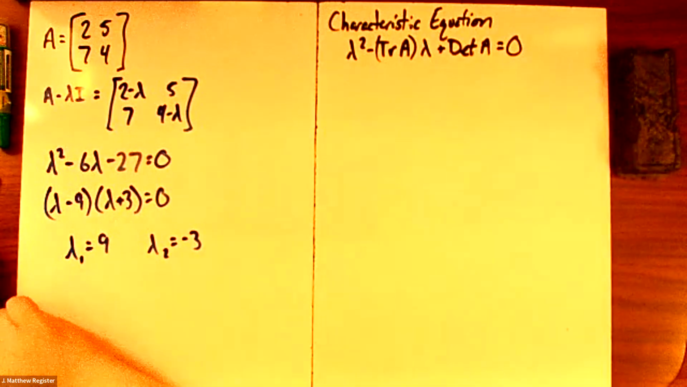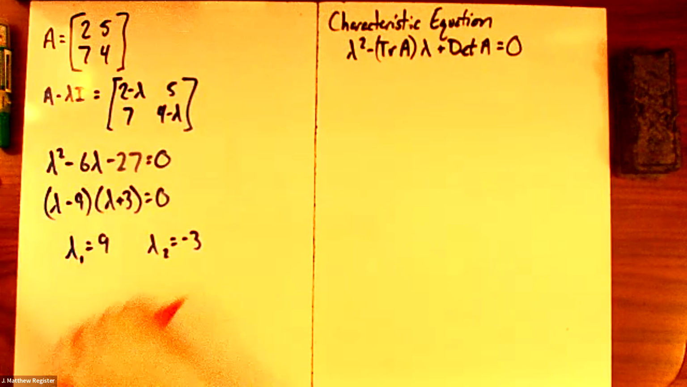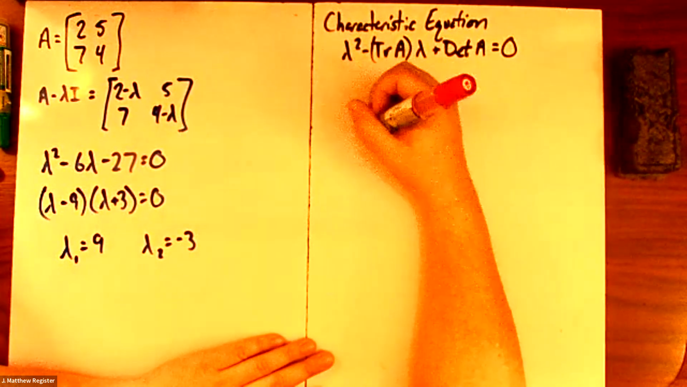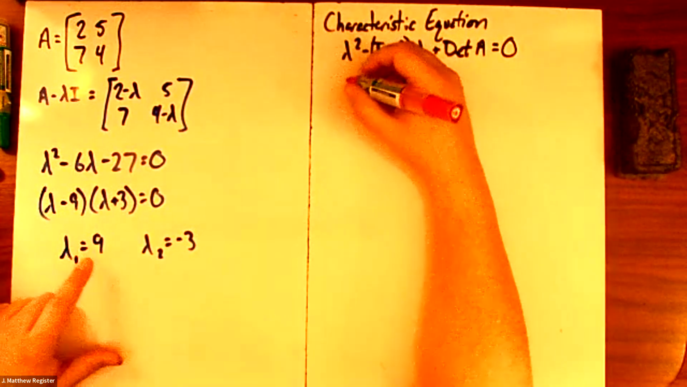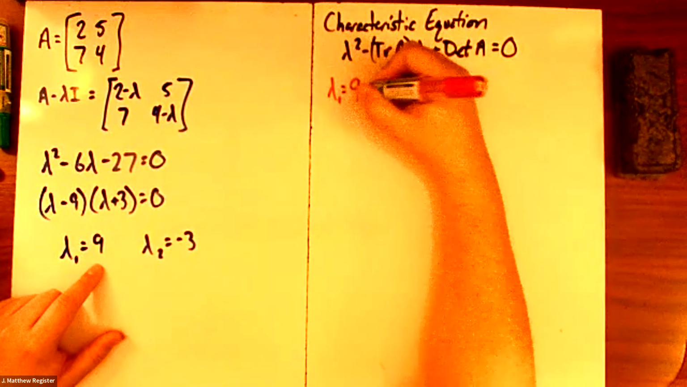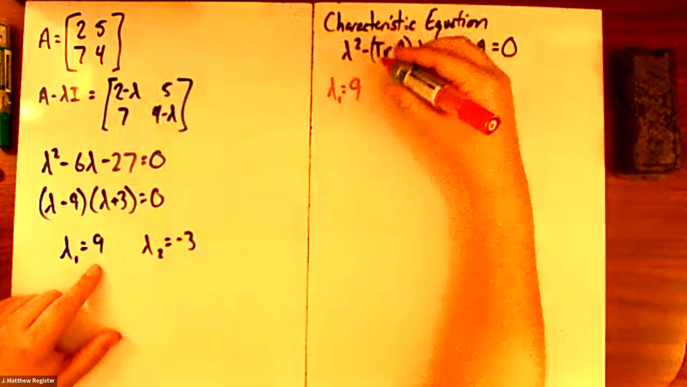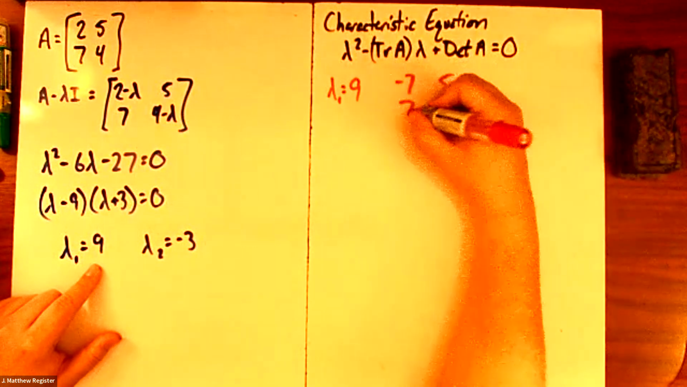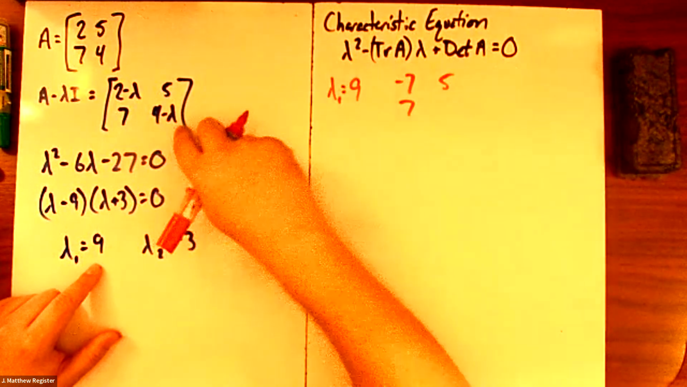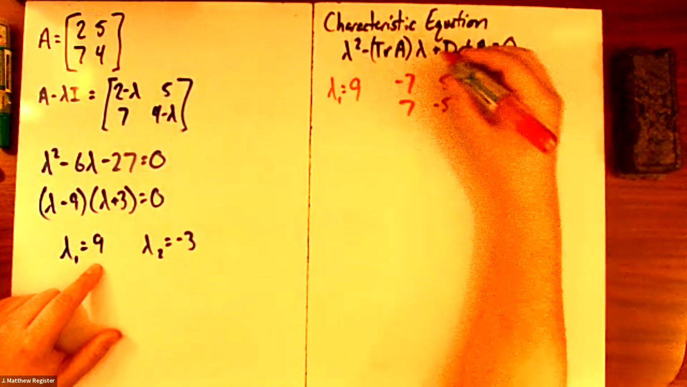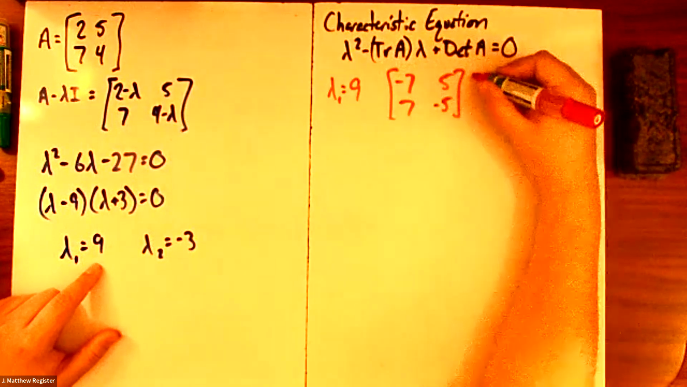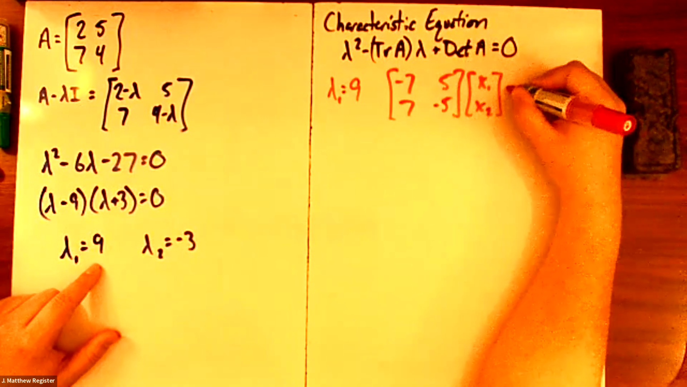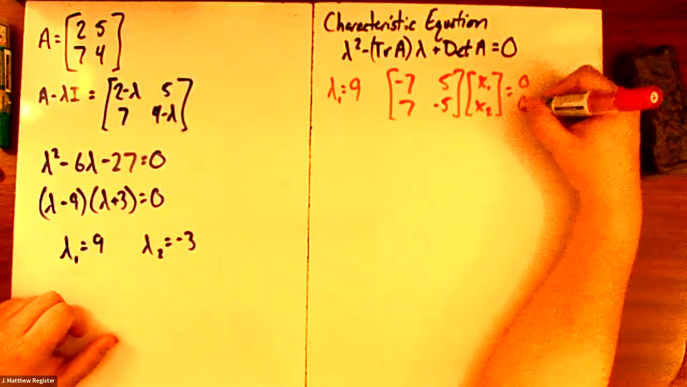Once we have our eigenvalues, we can plug them into our equation up here and set it equal to 0. So we are going to get 2 minus, let's do lambda 1 equals 9 first. And so 2 minus 9 is going to give us a negative 7, 5, 7. Then 4 minus 9 is going to give us a negative 5. And then this is going to be x1, x2 equals 0, 0.